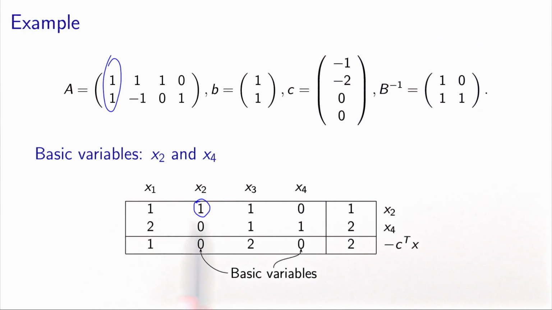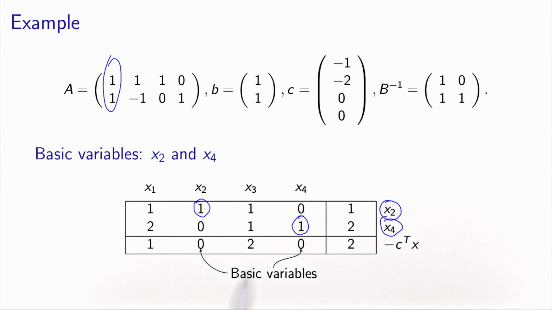So therefore, this row will correspond to the basic variable x2. And actually, we can do the same for the second basic variable x4, which has exactly the same structure. We have 0 everywhere, except here where we have a 1. This identifies the row corresponding to x4.